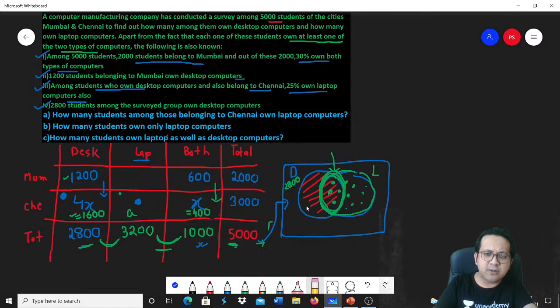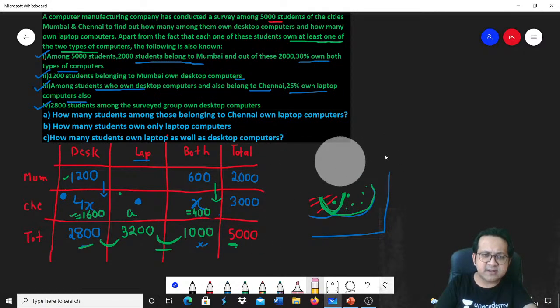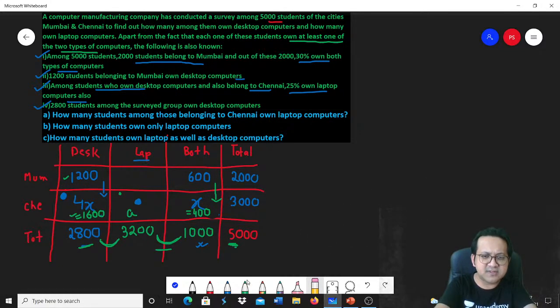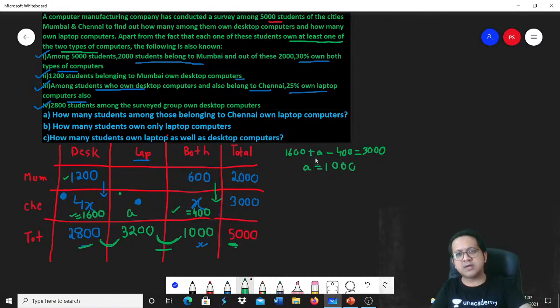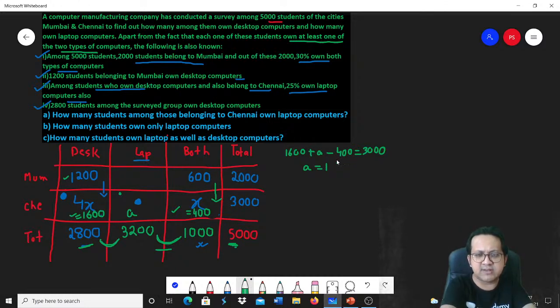There are two ways, I'll show you both: mathematically as well as diagrammatically. Let's look at mathematically first. So how is the equation? 1600 plus A minus 400. Remember, whatever is the both part, you will subtract. Minus 400 is 3000. So can I say A is equal to how much? 1200, sorry, 1200. 3000 minus 1200 is how much? 1800. A is 1800.